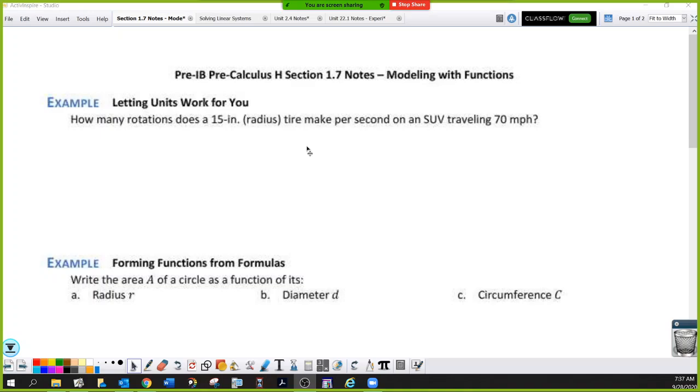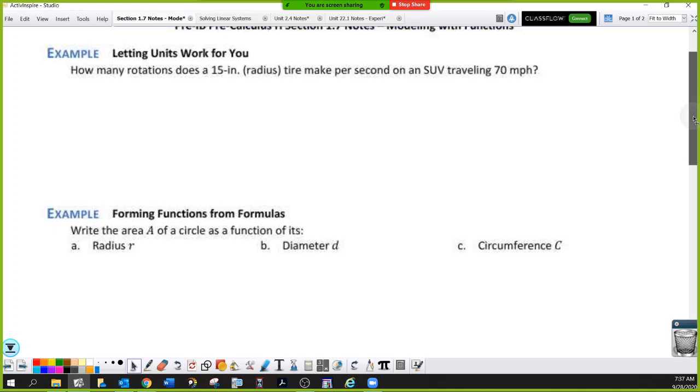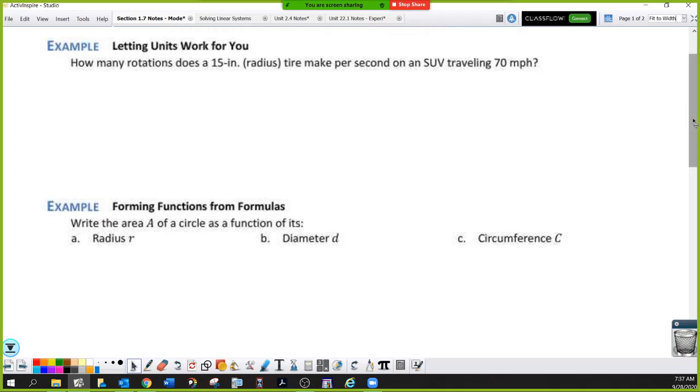He says he hates it. Don't worry, it's not that bad. What we are doing is we are going to be trying to turn miles per hour into rotations per second. Hey, look, somebody's printing on my printer. So that's our goal. Change miles per hour to rotations per second.